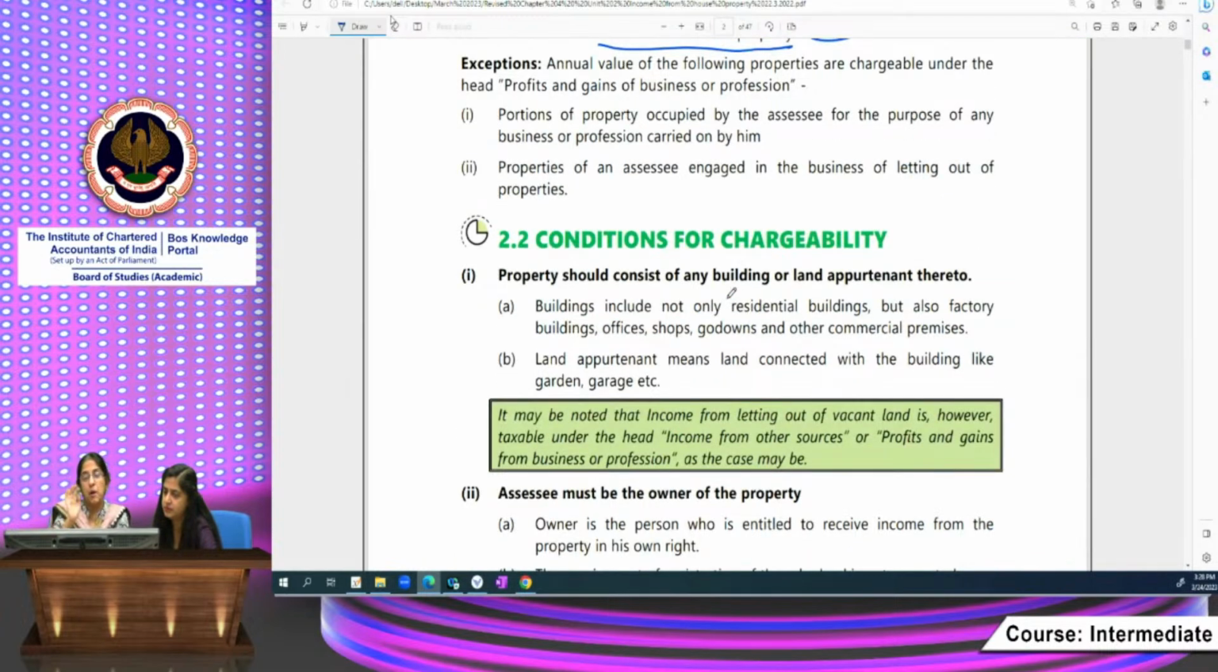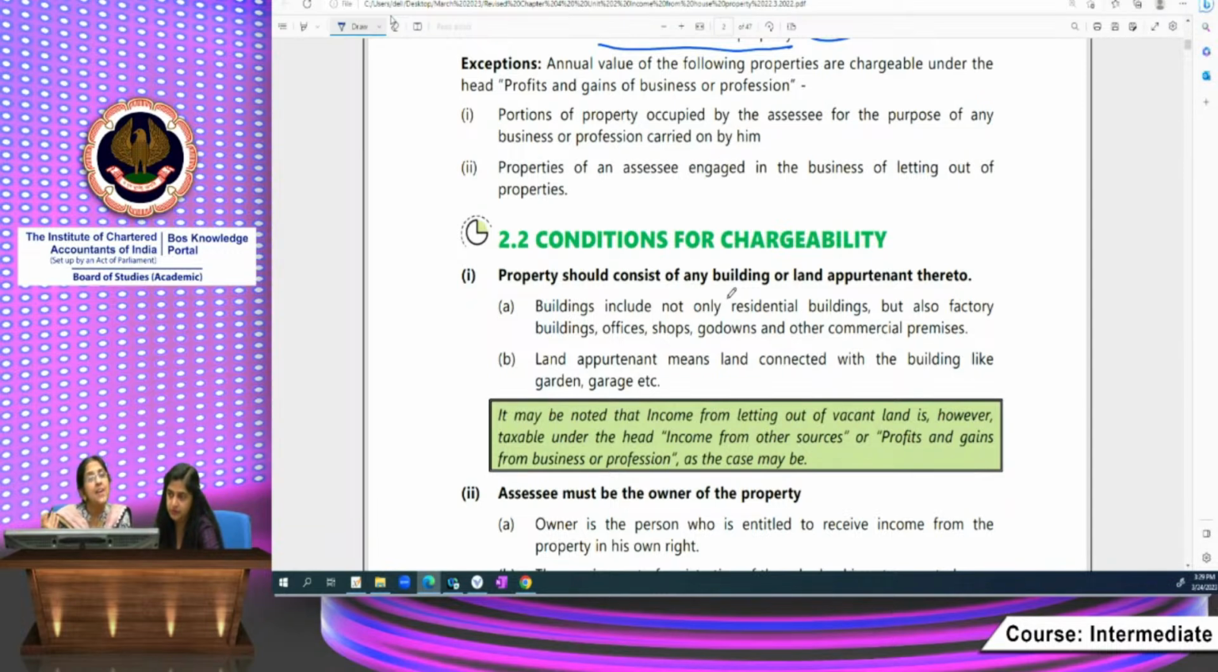Now what are the properties which are not chargeable under house property? Suppose I have a house property and I'm using it for my own business. Then the annual value of that property will not be chargeable under the head income from house property. Because I'm using it for my own business or profession, the depreciation on that building will be allowable under the head profits and gains of business and profession.